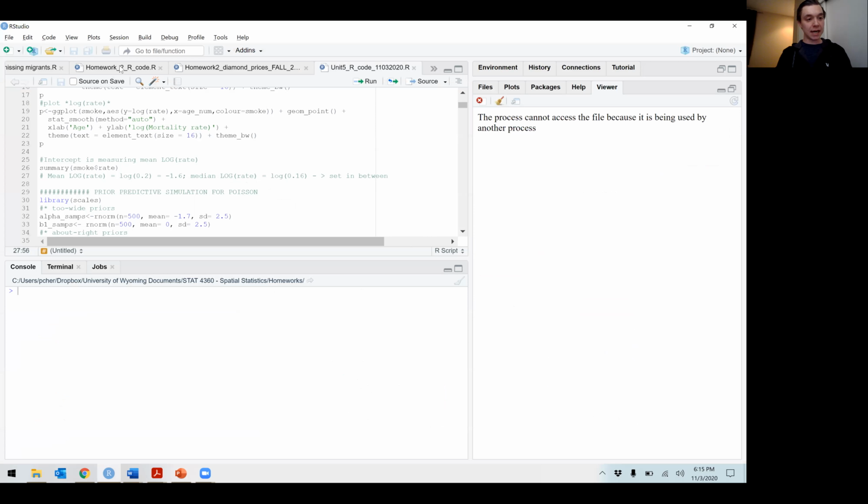What is the log mean rate for my data set? Well, I can do this. So my observed mean is 0.2. That's for my observed mean rate.